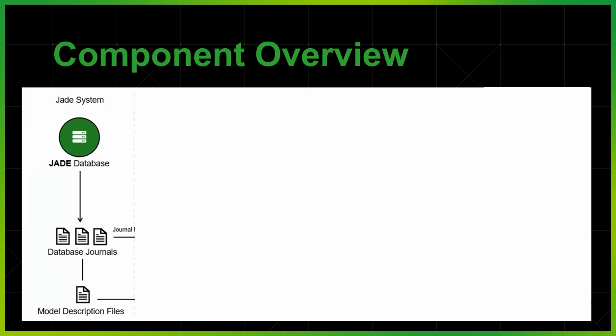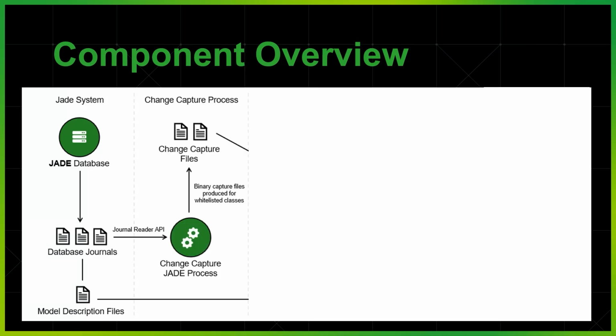Now, we'll take a high-level look at the Jade event streaming architecture, so you can see how your data gets from your Jade system to your target applications. In the diagram on screen, the first column represents the Jade system, which includes the Jade database, database journals, and a model description file. The second column shows the Jade change capture process.